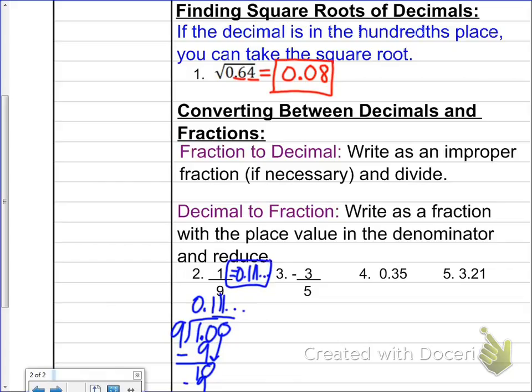Same idea for negative 3 over 5. We know that our answer is going to be negative, so we're not going to worry about that right now. And we're just going to divide 5 into 3. 5 goes into 3 0 times, so let's add our decimals. And then 5 goes into 30 how many times? 6. And that gives me 30, and we're done. So our answer here is going to be negative 0.6.